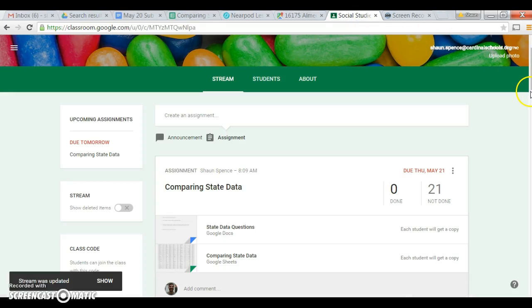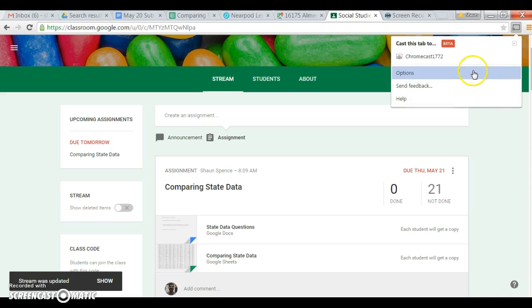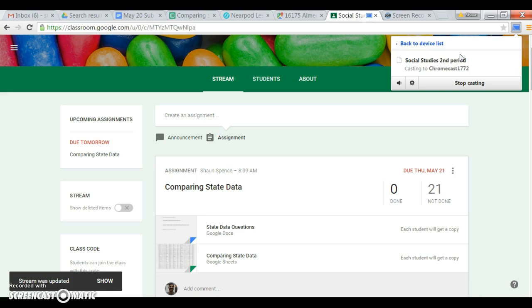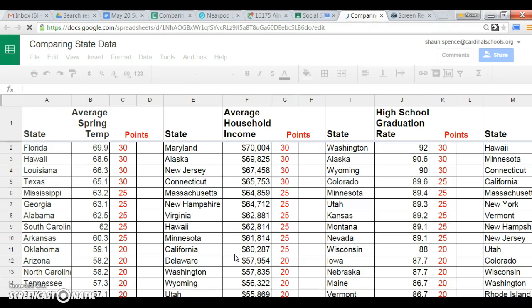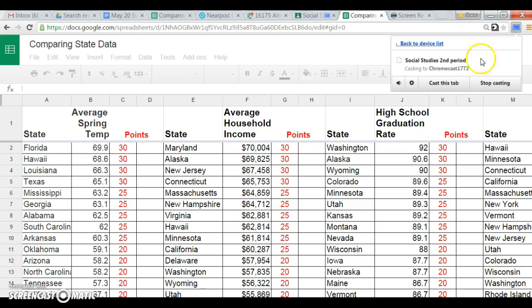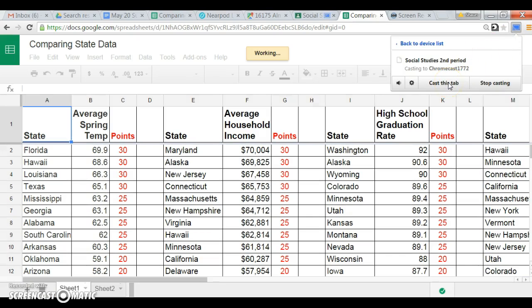If you go into Classroom and open up the assignment, you'll see there's two files. For now, the only one I want you to open is this one called Comparing State Data. And it's going to open up a worksheet that you have not worked with because we just haven't done that with Google.